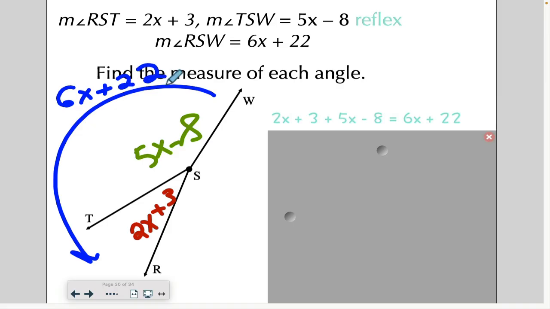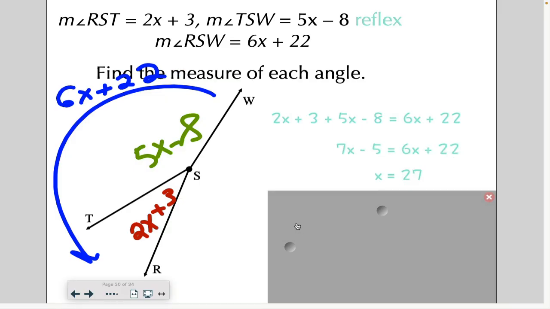If you're struggling with the first one, I drew some markings on it that might help. It's not a straight line. And based on what Cole told me, did anybody put the 6x plus 22 over here? Sounds like you did. So the whole thing is 6x plus 22. You just have to add the two small pieces to be equal to that. Once you do that, the algebra is not hard. Anybody get x to be 27?